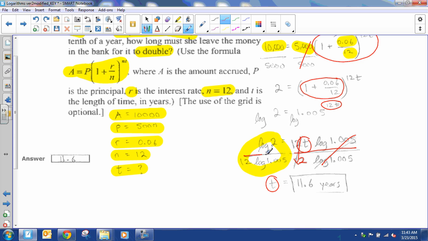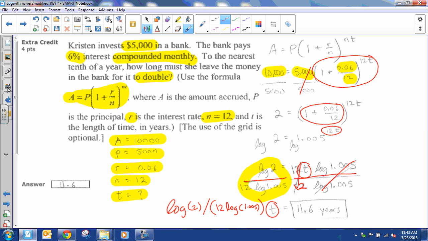And so we carefully put in the calculator log of 2, here, let me write it out, log of 2 divided by parentheses 12 log of 1.005, close parentheses, then close parentheses again for this right here. You get 11.6 years. And there you have it.